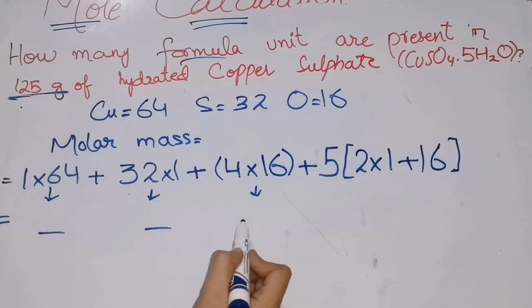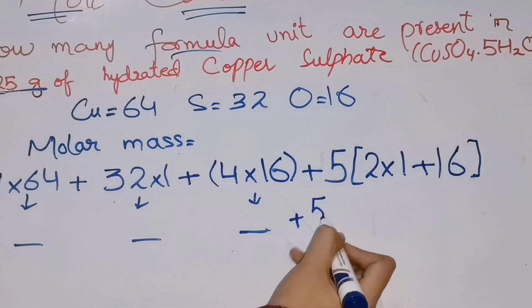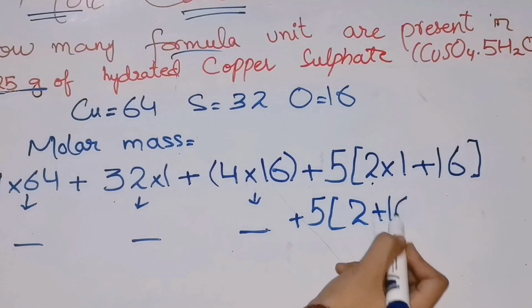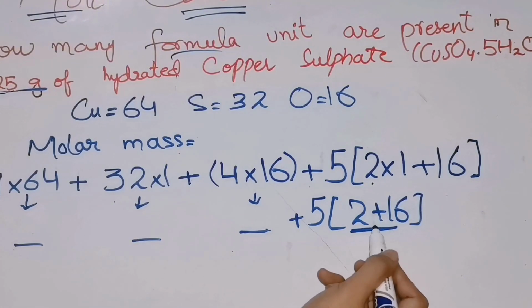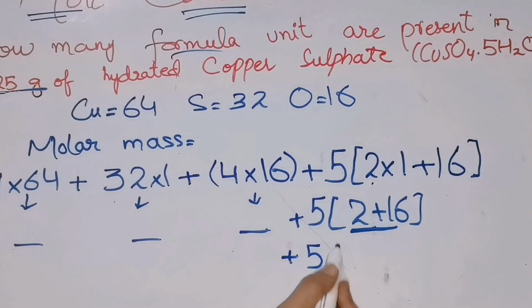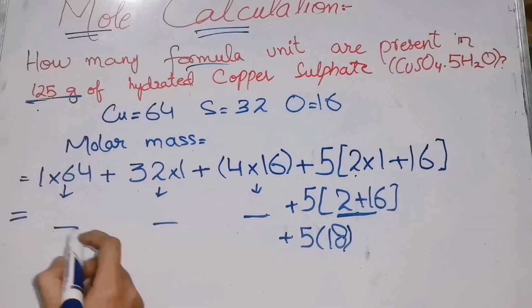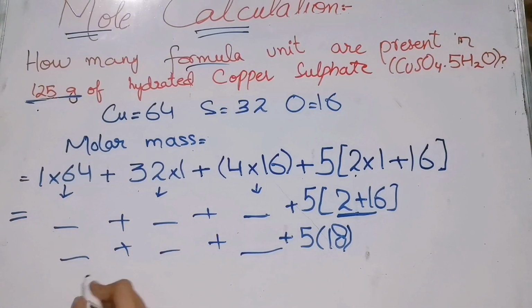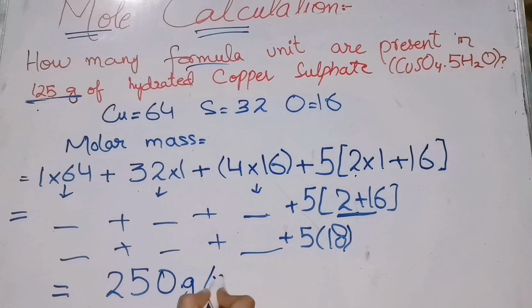We will multiply these and write their answers, plus we will write 5 in its place, and we will multiply it with the bracket. Now we will first calculate this bracket, and it will be 5 into 18: 16 plus 2, 18. After adding all these values, you will get an answer that will be equal to 250. Okay, 250 gram per mole. So now we calculated the molar mass, and we know the mass in grams.